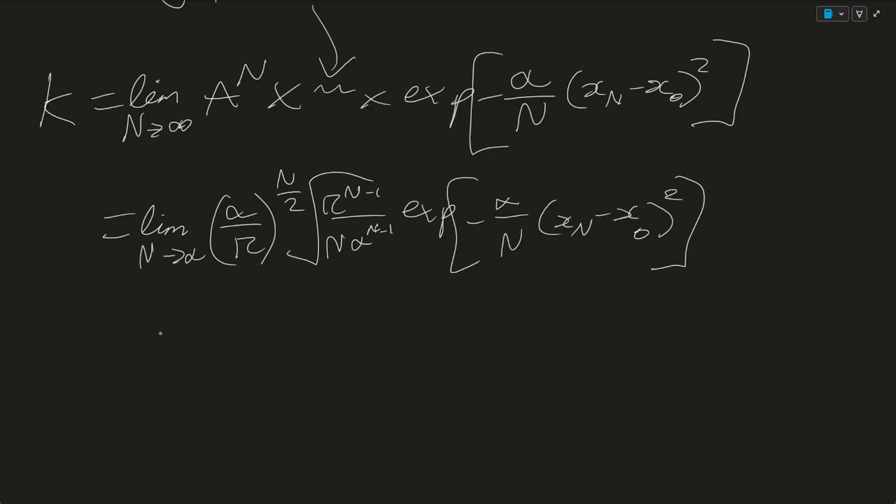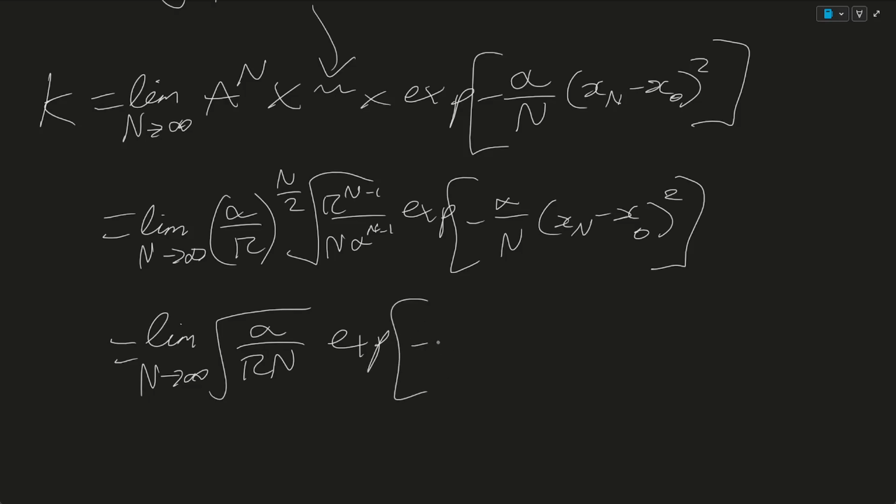Oh, why am I not talking? I'm sorry, I'm just concentrating deeply. Again, this is all just rearranging. That should be infinity, not alpha. Of root of alpha over pi n, exponent of minus alpha over n, x sub n minus x sub naught squared. Funny.